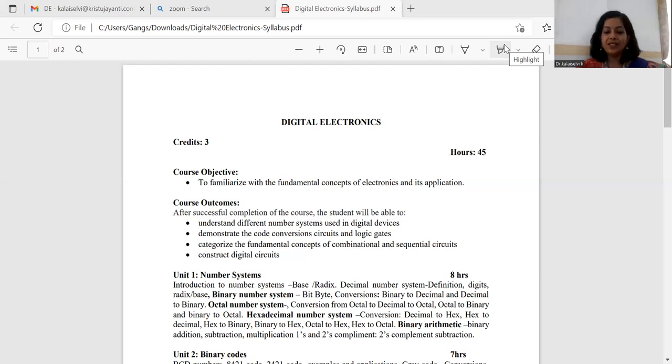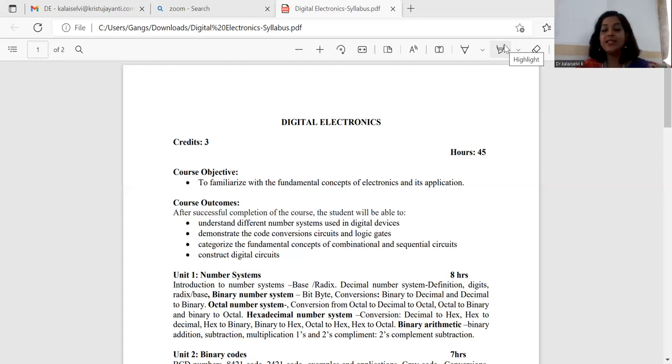Once this course has been completed, what is the course outcome? A student is expected to understand different number systems which are used in different devices, and be able to understand code conversion. When you say code conversion, the language which we speak is a high level language. Some may use C language, some may use Java. There are many high level languages, but the computer system can understand only one, that is the bits or the bytes.